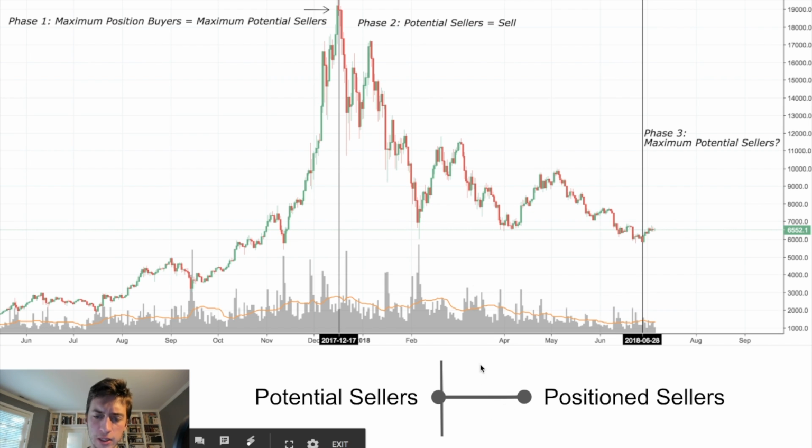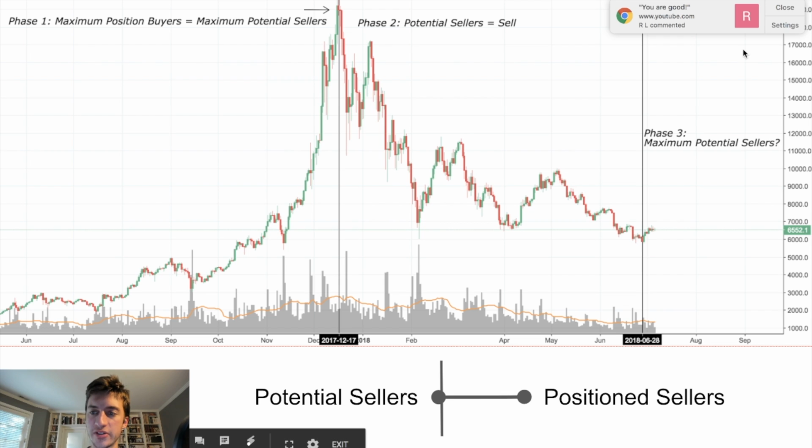here, and then we get a lot of selling, so maybe the pendulum goes to like here, we get some buying, the pendulum goes to like here, then we go back down to here, maybe the pendulum is here. What that means is that everyone who wanted to sell, all of the potential sellers, have become positioned sellers.